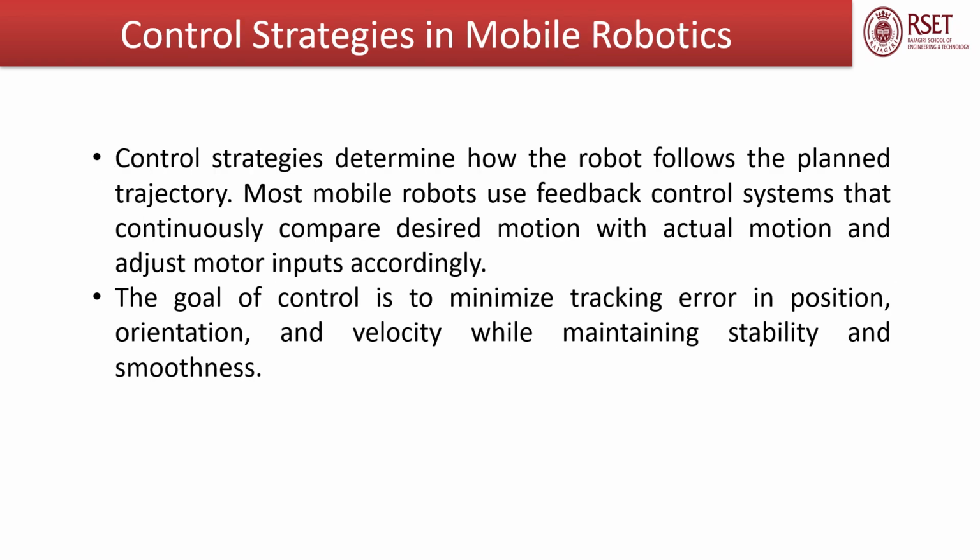Now that we have a planned trajectory, how does the robot follow it? This is where control strategies come in. Control systems continuously compare the desired motion and the actual motion. The difference between them is called tracking error. The controller generates motor commands to minimize this error. Without feedback control, even the best motion plan cannot be executed accurately. Control ensures stability, smooth motion, reduced oscillations, and accurate tracking. So planning defines a goal and control ensures execution.